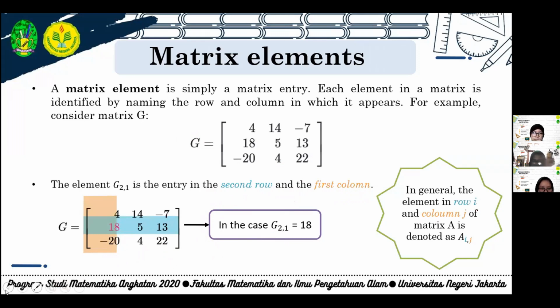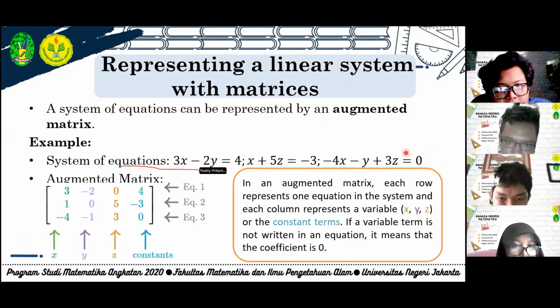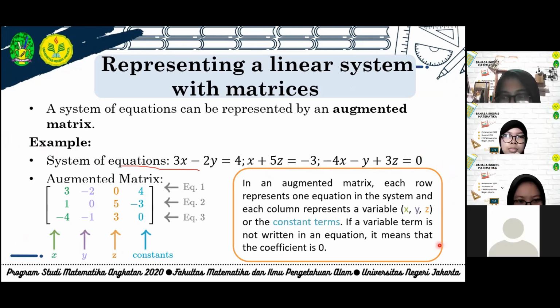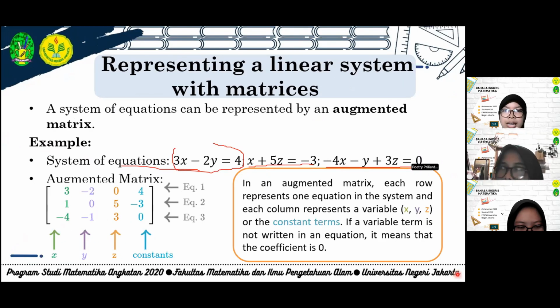Next, representing a linear system with matrices. A system of equations can be represented by an augmented matrix. For example, we have three equations. Equation 1 is 3x minus 2y equals 4. Equation 2 is x plus 5z equals minus 3. And equation 3 is minus 4x minus 2y plus 3z equals 0. And the augmented matrix is like this.